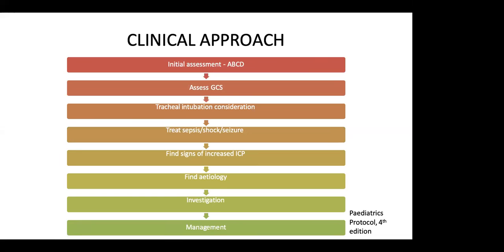We start with initial assessment, which is ABCD: airway, breathing, circulation, dextrose. Then assess the GCS, and then we consider tracheal intubation, and then we treat sepsis, shock, or seizure if applicable. Then we find signs of increased ICP, and then find the etiology, and then we do investigation, and lastly management. Next.